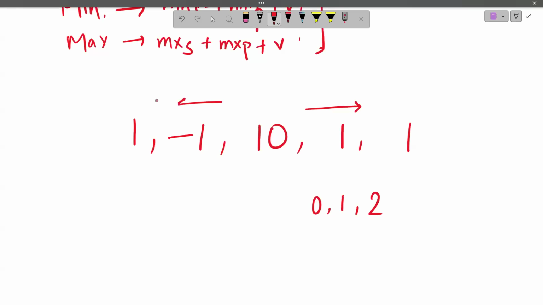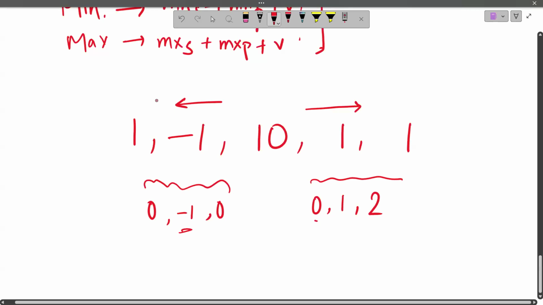Similarly, let me take all the suffix sums. I get a 0 if I take a suffix of length 0. I get a -1 if I take a suffix of length 1. And then I again get a 0 if I take a suffix of length 2. So that means from here, the minimum I can get is -1. The minimum here I can get is 0.